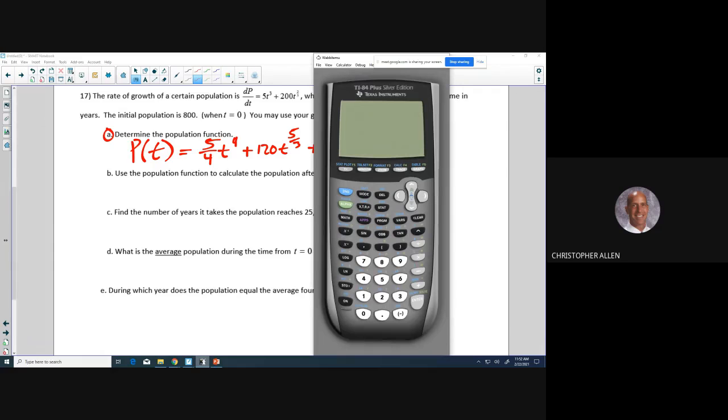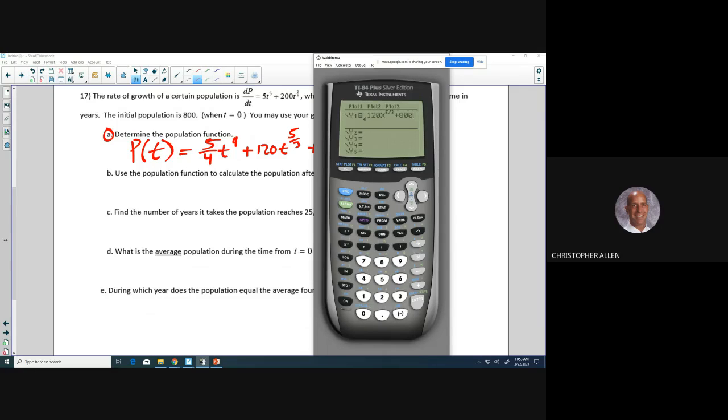Okay, so let's go ahead and get our calculator up here. Oh, good. Coincidentally, guess what I already have in here? I just have the same thing here. So that's going to be, what is 5/4? That's 1.25, isn't it? 1.25 x to the fourth plus 120 x to the 5/3 plus 800.